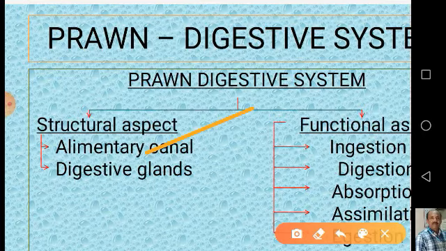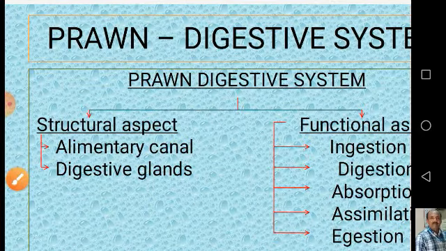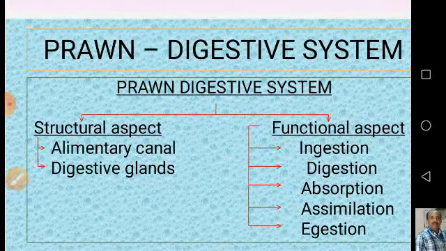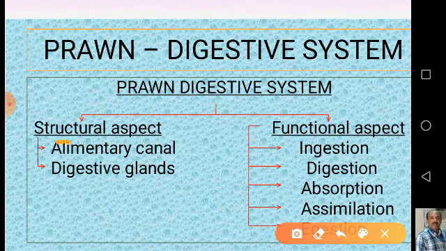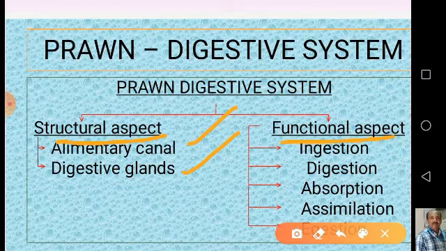The prawn digestive system can be studied under two heads. First is the structural aspect and second is the functional aspect. Under the structural aspect, we can discuss the alimentary canal and digestive glands. Whereas in the functional aspect, the digestive system can be studied in 5 steps: ingestion, digestion, absorption, assimilation and egestion or defecation.